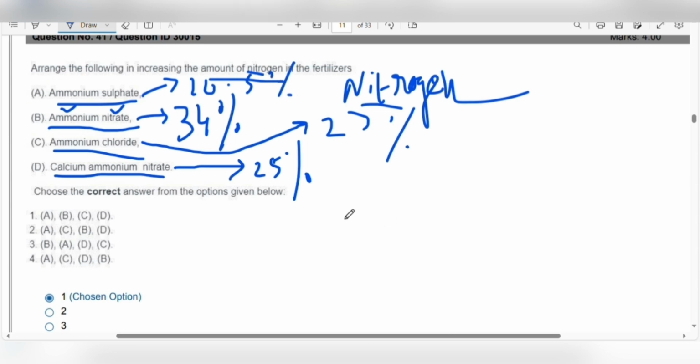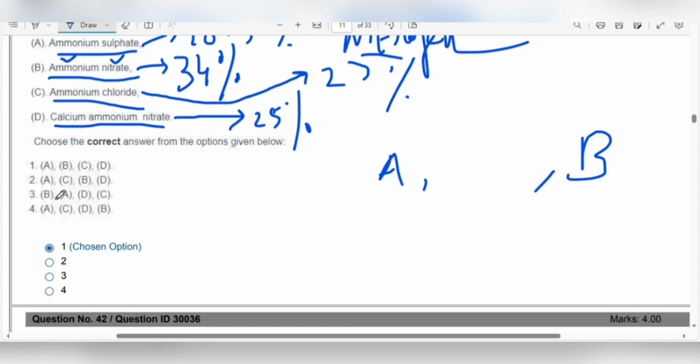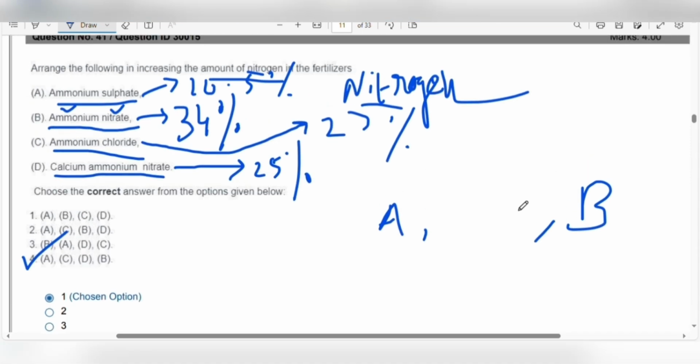So increasing amount they have asked. First it will be A, of course, that is ammonium sulfate, and last it will be B. So you can check the option, first A, last B. This is option 4. And before B it will be D, calcium ammonium nitrate, and before that it will be C, ammonium chloride. Right? I think clear with this, no problem. So option 4 is the correct answer.